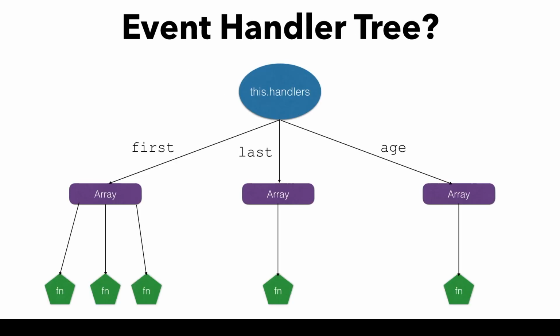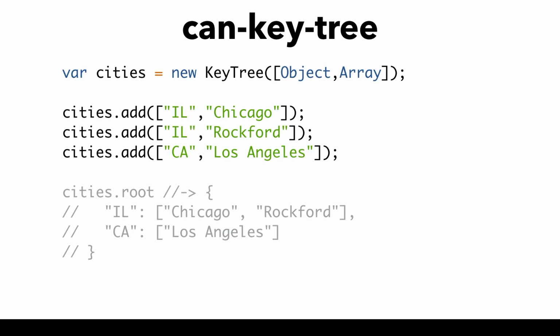If we graphed how handler functions are organized within the handlers object, we can see that they look like a tree. Notice how the handlers object has branches organized by property name, and those branches are arrays of function callback handlers. CanJS's CanKeyTree package is used to organize values in trees. We use it to organize handlers on observables like SimpleMap.